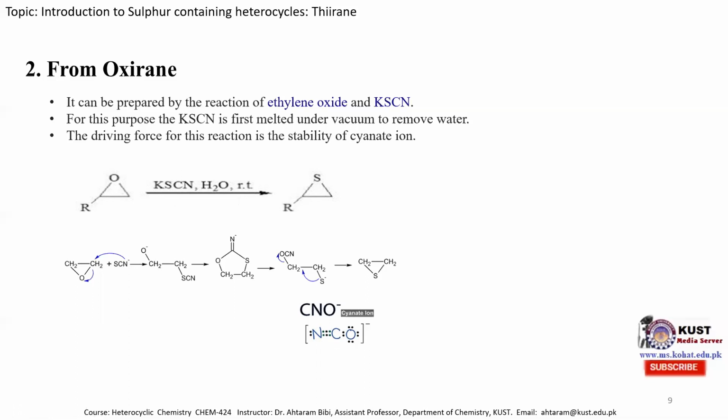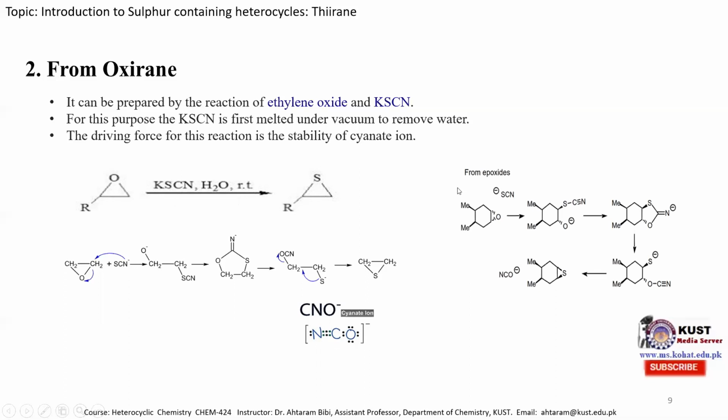So due to this stability, one can convert the oxirane molecule to thiirane molecule in the presence of potassium thiocyanate. This is not only for the substituted oxirane molecule. It is also reported from epoxide, the cyclic epoxide, when it is treated with potassium cyanide.